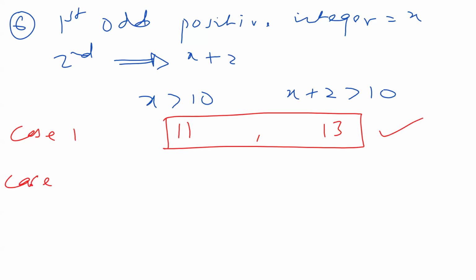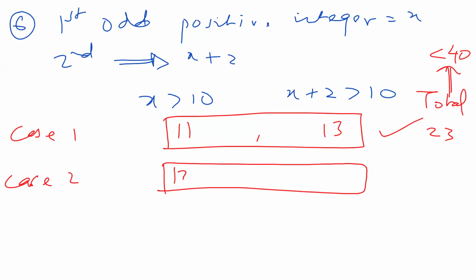Case 2. If you want to present this, the total is 24 and this total should be less than 40. This way also you can present, not a problem. After 11, the next odd positive integer is 13. After 13, which is the next odd positive integer? 15. What is the total? 28. Less than 40. Quite valid.